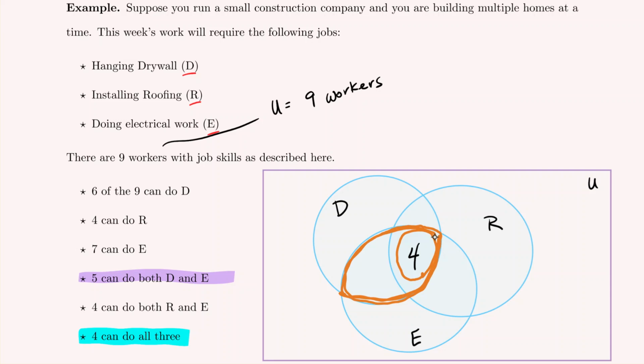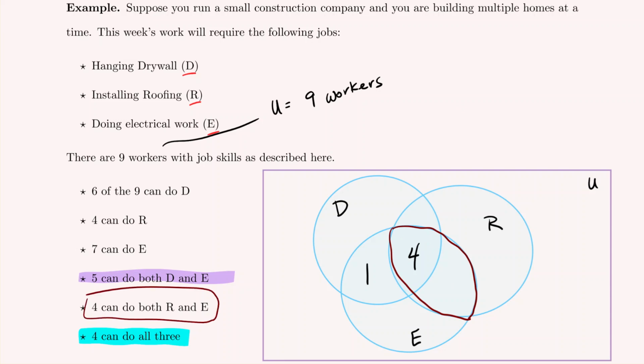We've already accounted for 4 of those individuals. So how many individuals can do exactly just drywall and electrical, but not roofing? 5 minus the 4 already mentioned is 1. Okay, similarly, figure out how many individuals can do both roofing and electrical based on this information.